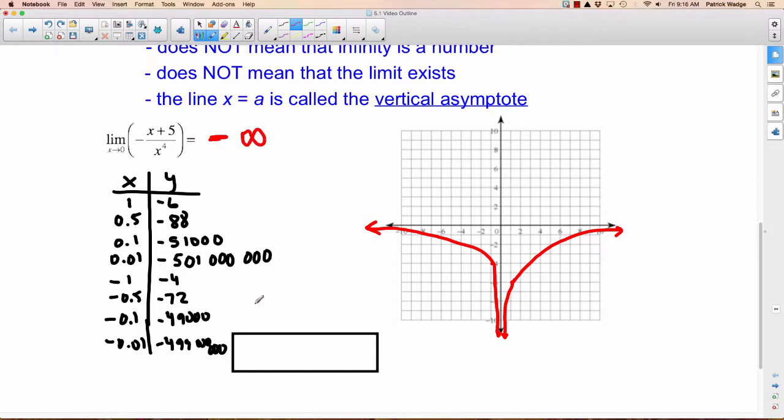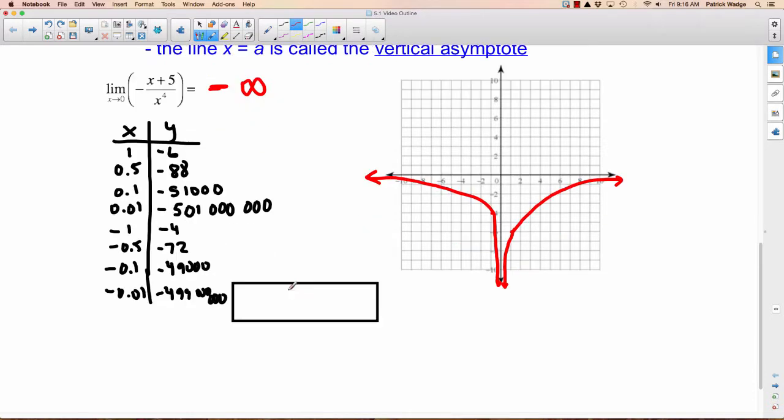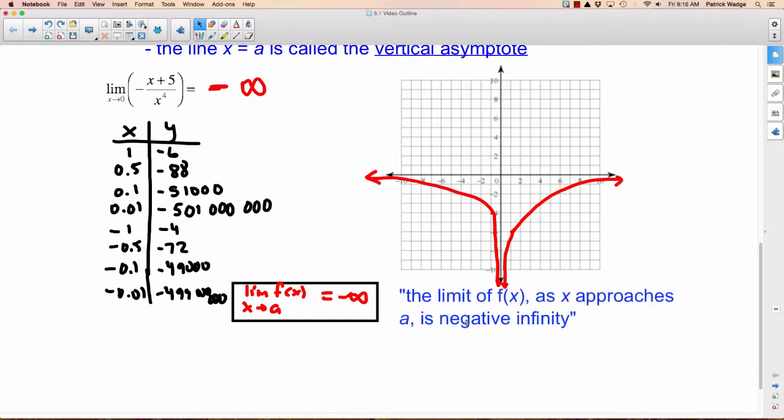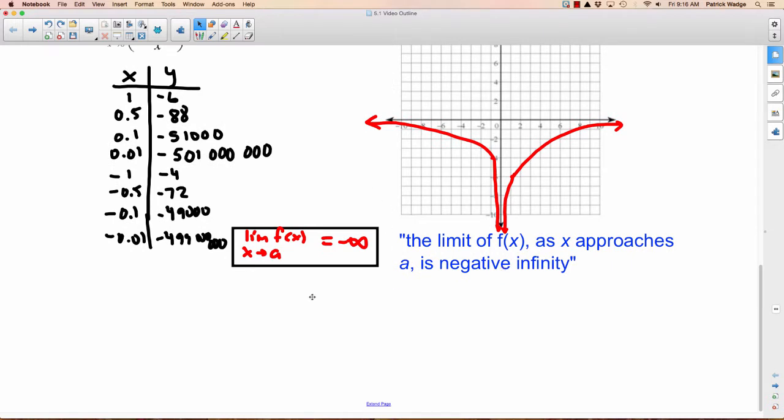So this is the second type of infinite limit. It's when a limit equals negative infinity. Not surprisingly, the way we write that is the limit of some function as x approaches a is equal to negative infinity. So the limit of f of x as x approaches a is negative infinity. That's how you say it.